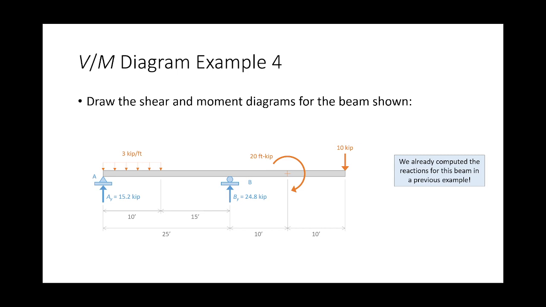This is an overhanging beam, and I like this problem because I think that when you as a student first see this problem, you hear Dr. Mike saying, okay, today's lecture is about concentrated moments. So you look at the beam, and the first thing that you're paying attention to is this 20-foot kip moment, which is naturally what you should do.